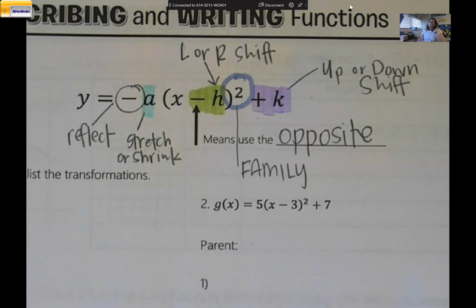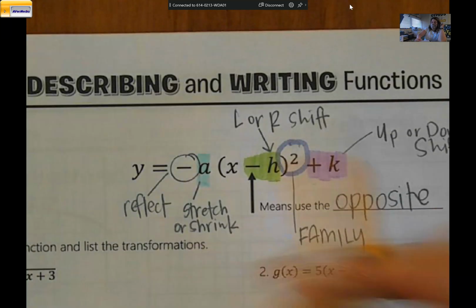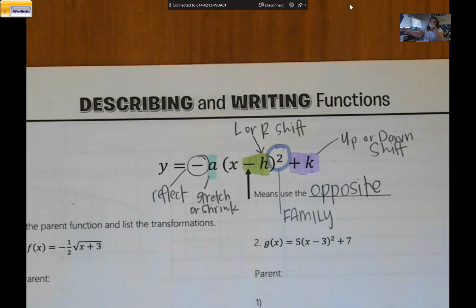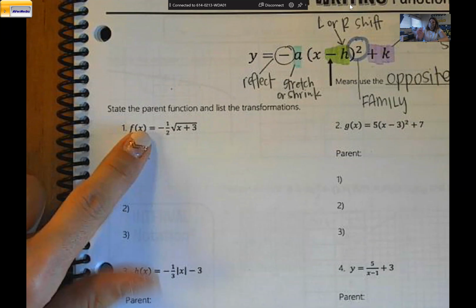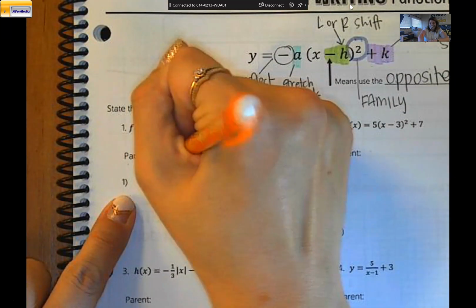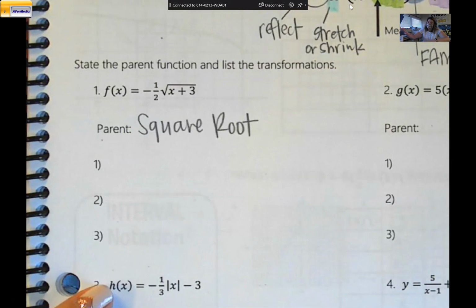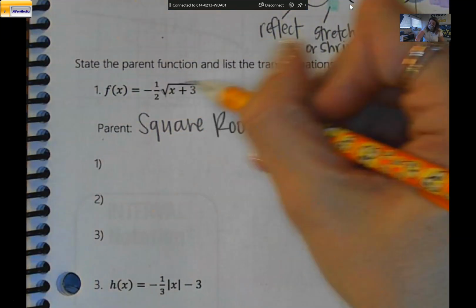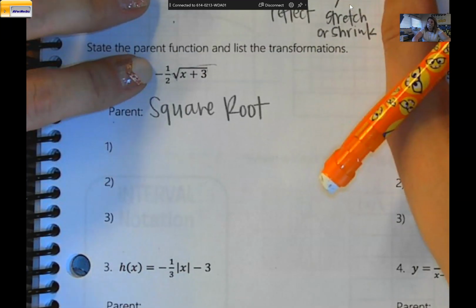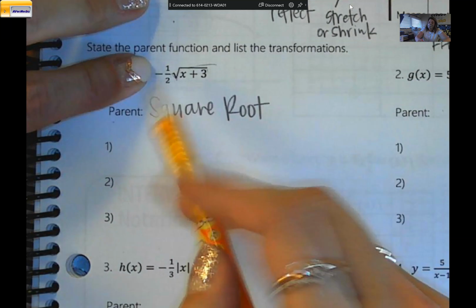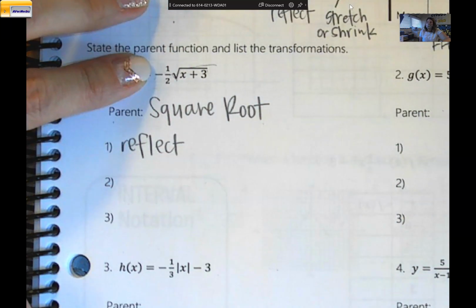Okay, so now we have 4 different functions, 4 different families, and we're going to use this information to tell us what happened to the parent function. So the first one is a square root family. How do I know? Because it has a root in the problem. And now I move left to right. So on all of these, just start at the left and start writing down what you see. So this negative means I reflected it. So next to the 1, I write reflect.